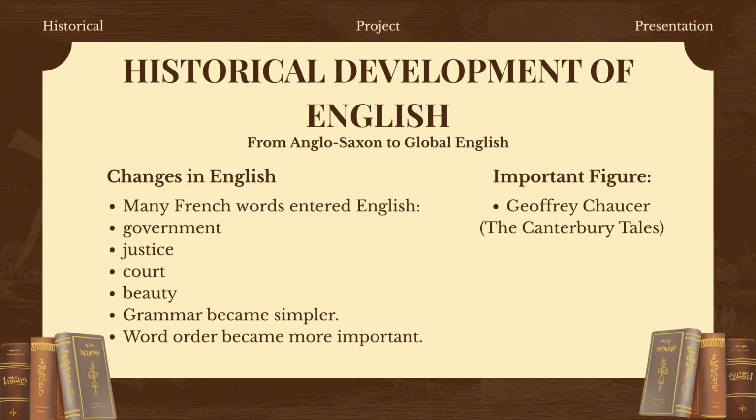Okay, so let's talk about the important figure. We have Geoffrey Chaucer. So he's one of the most important figures during the Middle English period. Si Geoffrey Chaucer was an English writer known for his famous work, The Canterbury Tales. Yung Canterbury Tales, isa siyang collection of stories written by Geoffrey. So it tells the story of pilgrims who are traveling to Canterbury. So yung work na ito, it is important kasi it shows how English was used during the Middle English period.